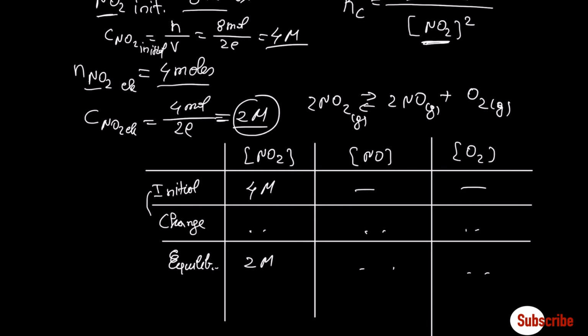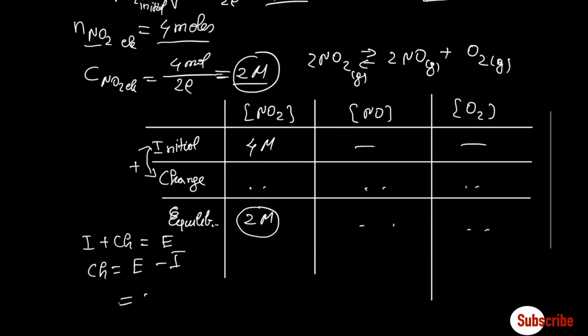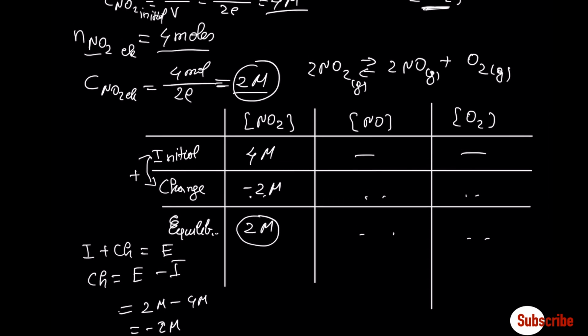Now for finding the other values, first we have to know that initial plus change is going to give us the equilibrium concentration. From this we can find the change. So the change is going to be equilibrium minus initial concentration. So it's going to be 2 molar that is in equilibrium minus 4 molar that is the initial, which is going to be minus 2 molar. The change is going to be minus 2 molar. And it makes sense because you have only the reactant and the equilibrium goes to the right, to our products.